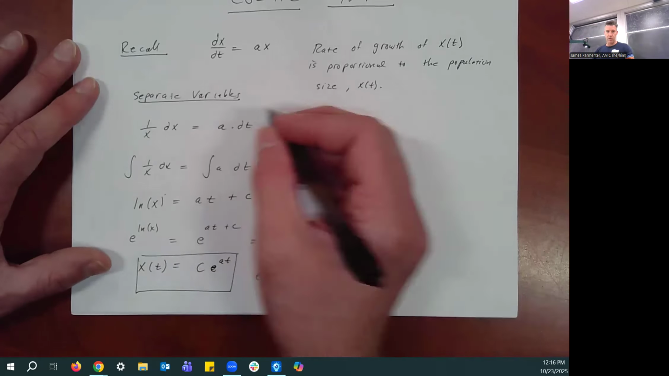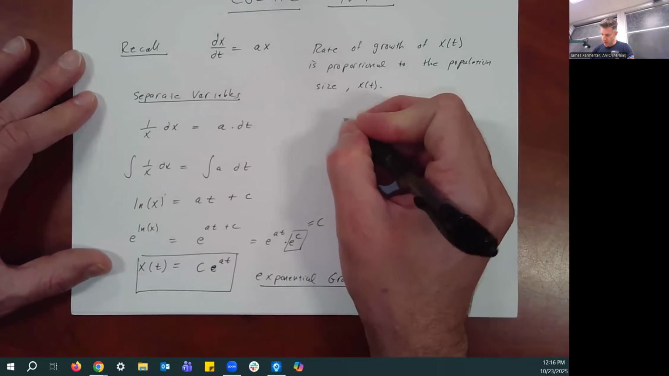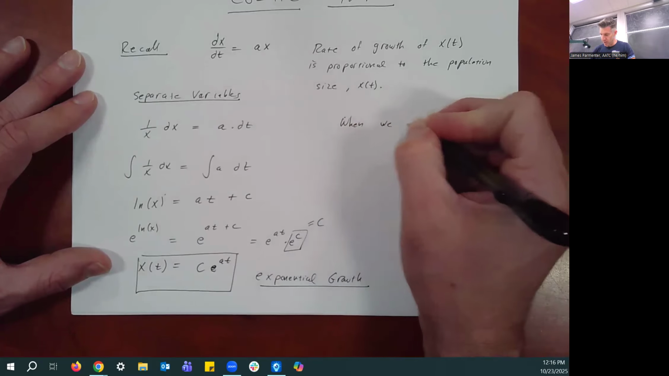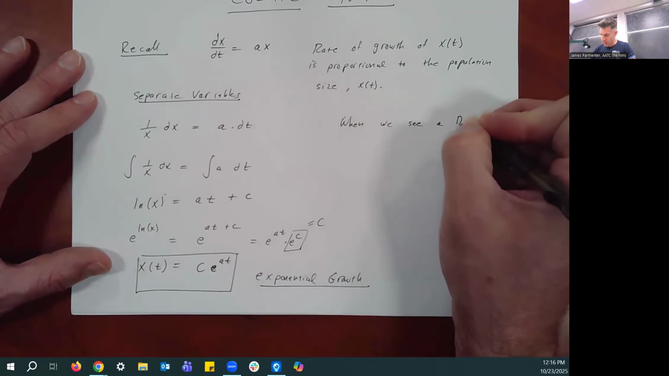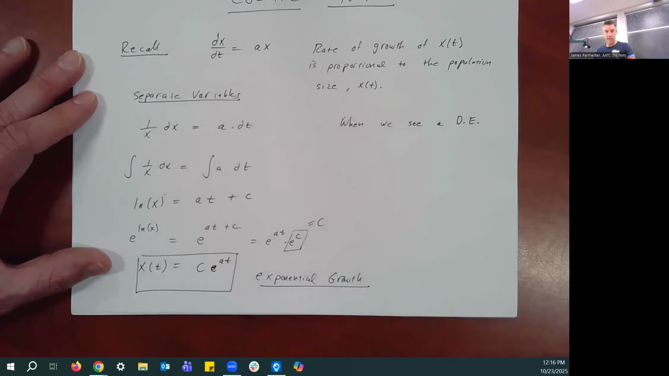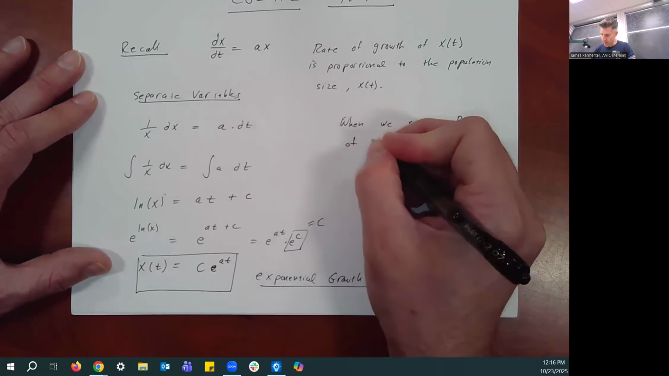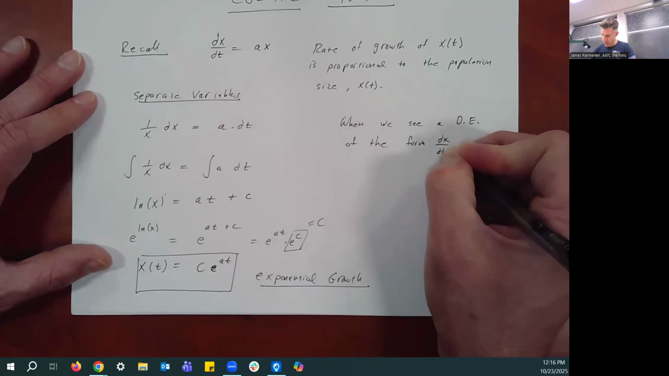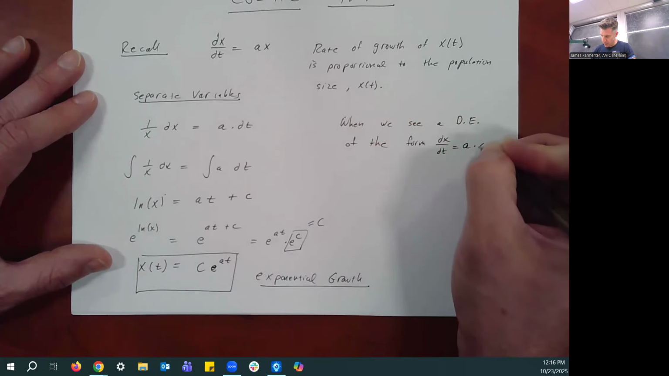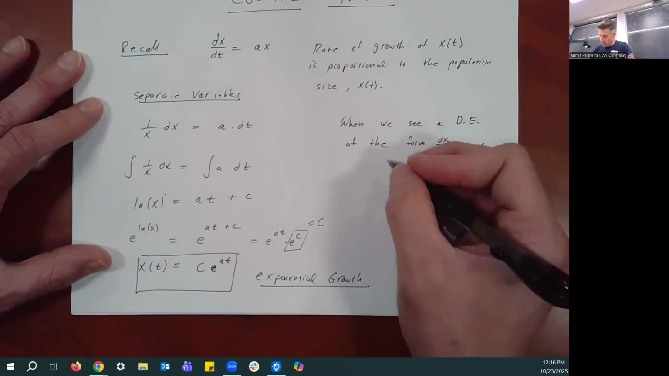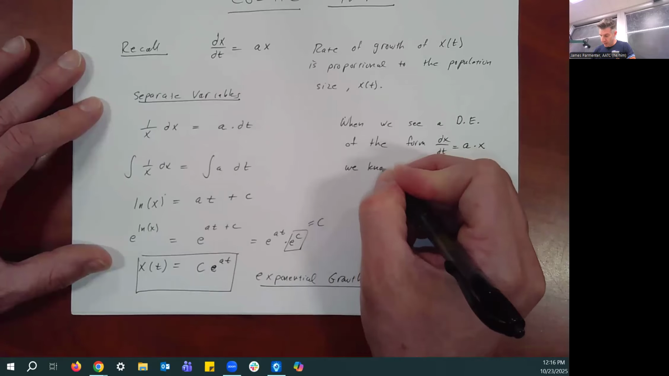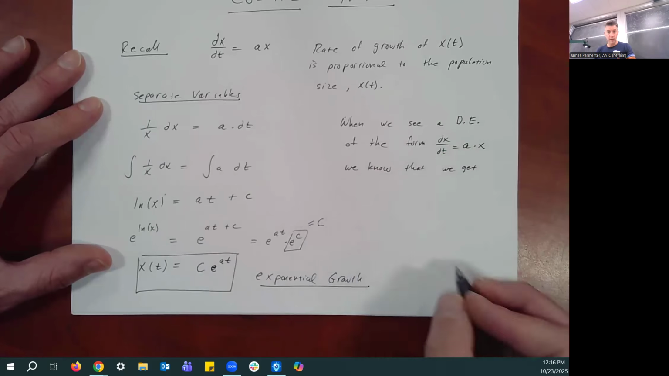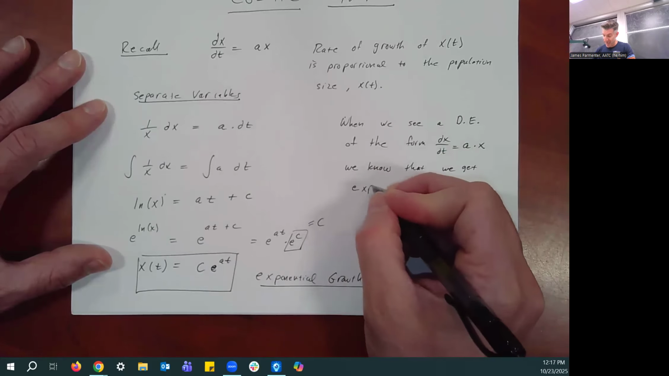Okay, so a few more words over here, just to add on. When we see a differential equation, abbreviated DE, of this form, where your derivative is equal to a multiple of your function, we know that we get either exponential growth or exponential decay.